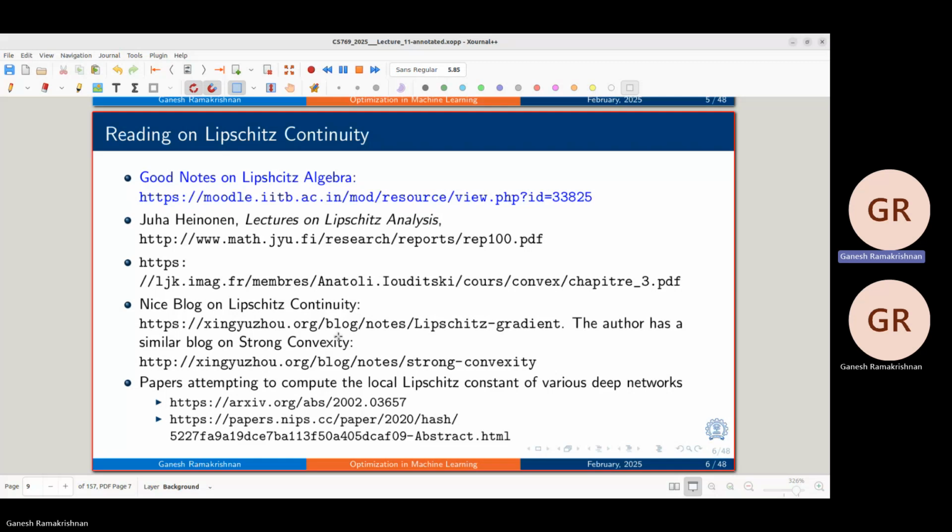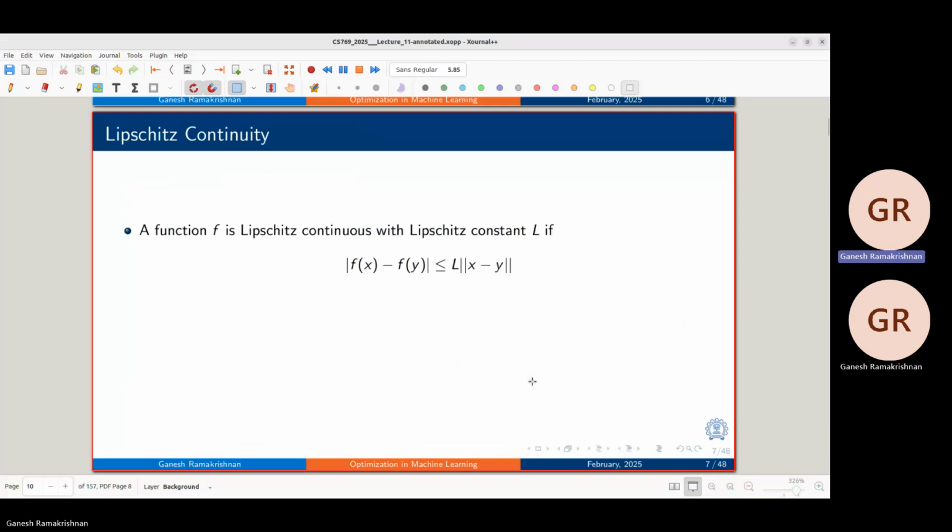Okay. But yeah, there are some links, they keep evolving all the time, so you will come across a lot more. So what is Lipschitz continuity? Lipschitz continuity has to do with the function itself. A function f is Lipschitz continuous with a constant L if the rate of change of f is upper bounded: the absolute value of f of x minus f of y is less than or equal to L times the distance of x from y. And we look at Euclidean distance.